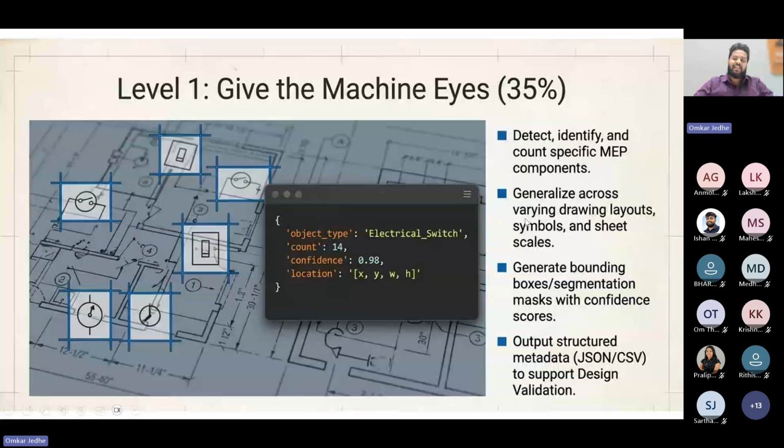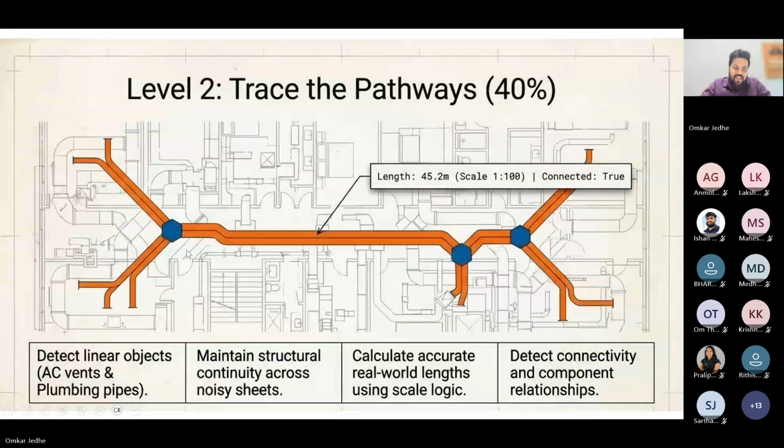Level two is trace the pathway. 40% of it, you can see it's a little bit complex over here. You see a plan, you see these ducts going across as my mouse cursor is going, but you see one is highlighted in orange. Though these things are going across, the expected output is how can I really trace which duct starts from where, where it goes, and where it ends? Would I be able to understand this using AI, even after having so many disturbances in the middle?